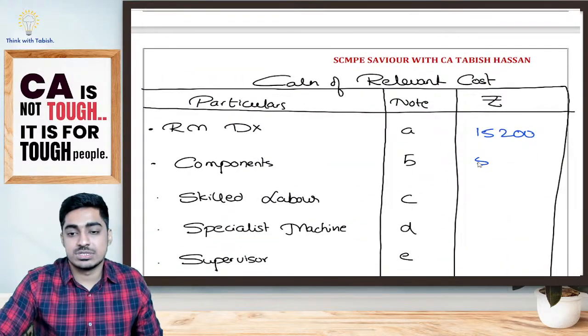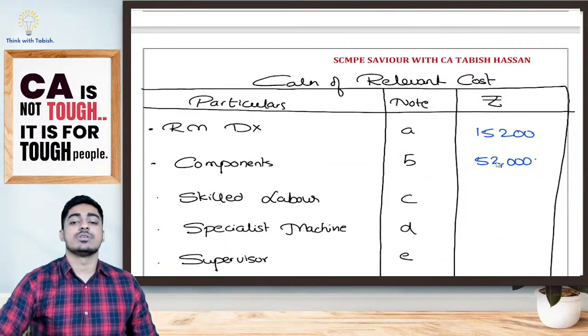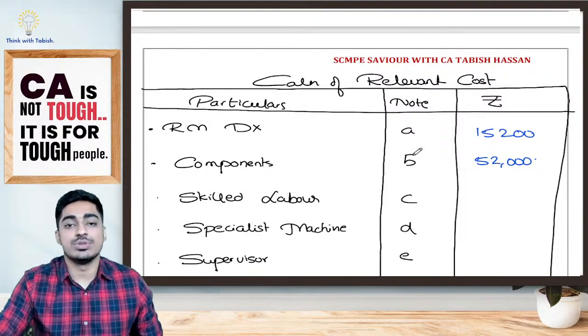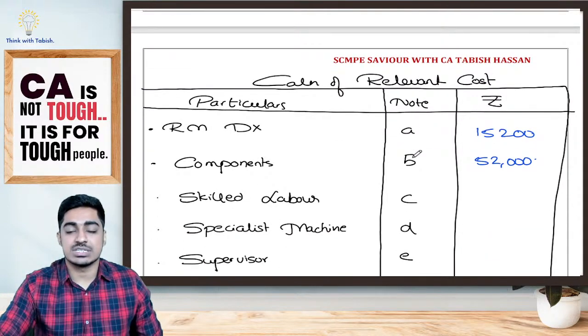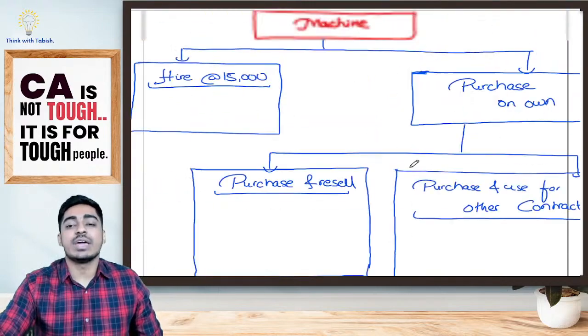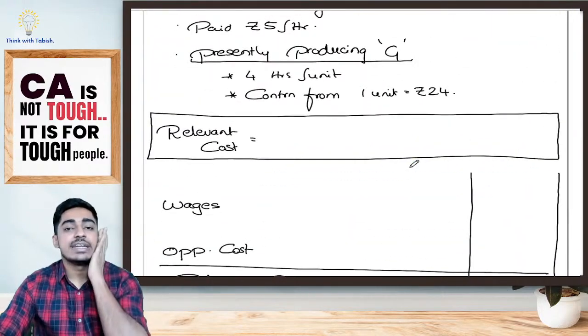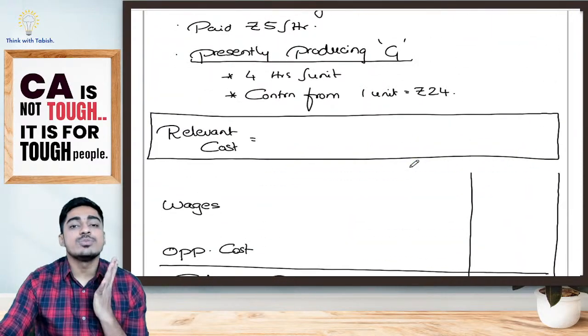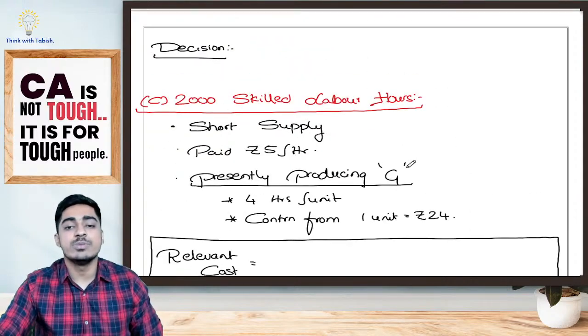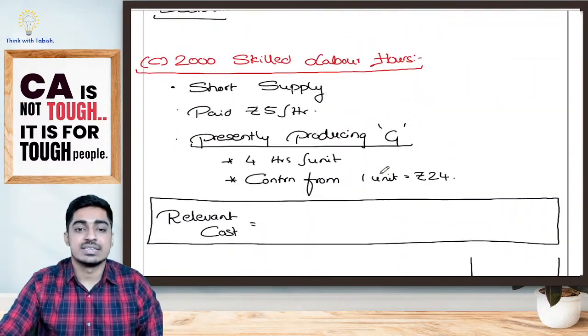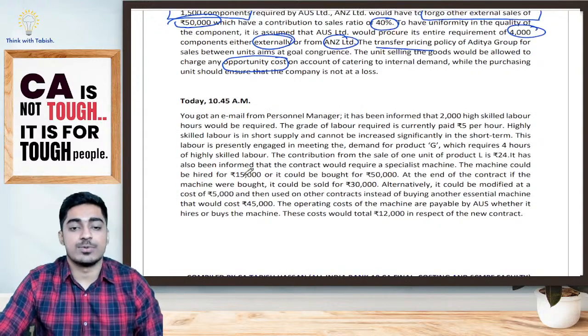The relevant cost is 52,000. This is with respect to the component. Is it clear, students? Do not go behind the formula. Keep the logic intact. We are purchasing. We want the cost to be minimum. Whichever is the minimum cost, that is what we will be choosing. Simple. Third, next, what we want.